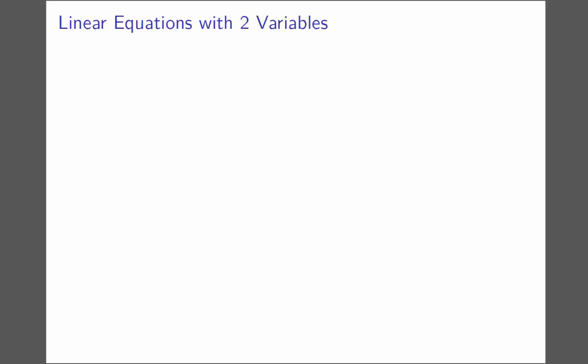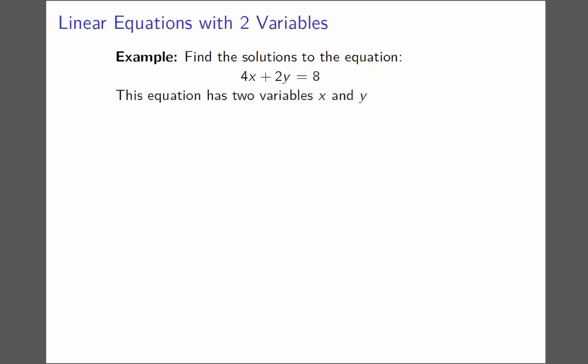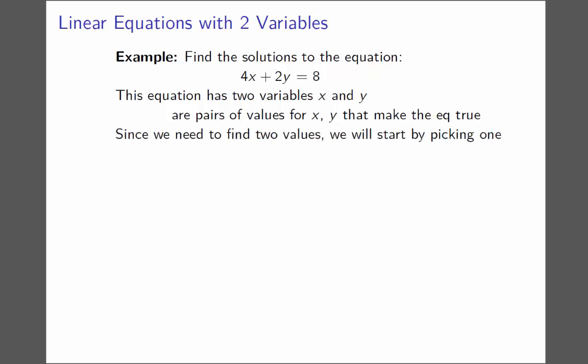Now let's look at a linear equation that has two variables. Let's look at the example where we find the solutions to the equation 4x plus 2y equals 8. Since this equation has two variables x and y, solutions are pairs of values for x and y that make the equation true. Since we need to find two values, we will start by picking one and finding out what the other should be. If x is 1, is there a value of y that gives a solution?